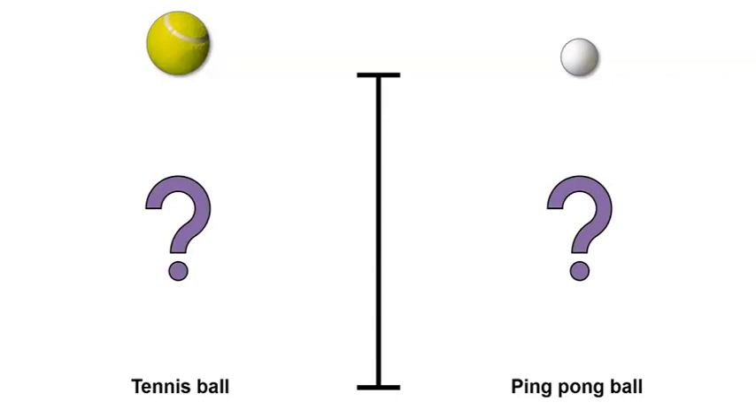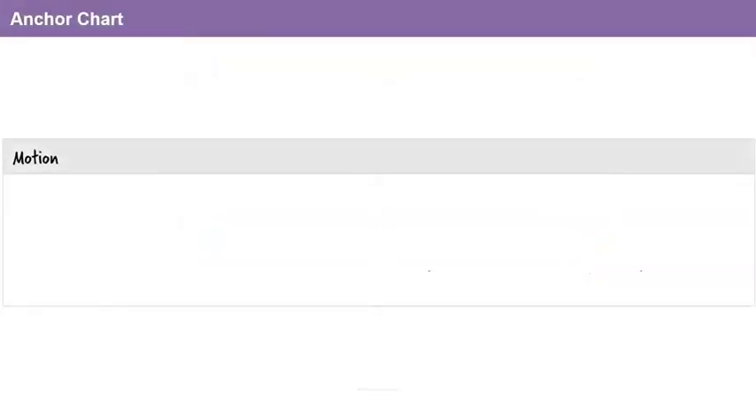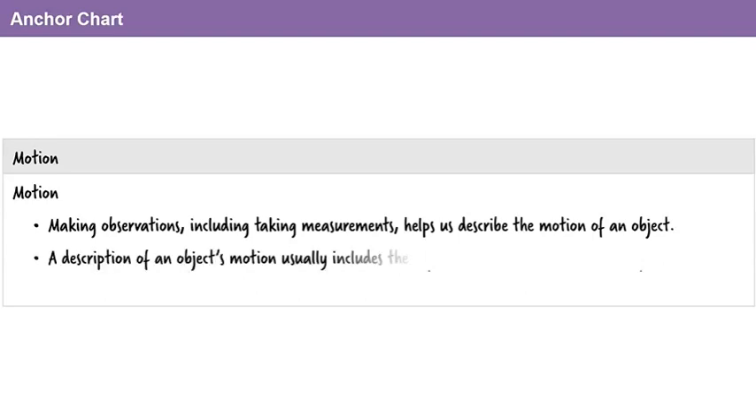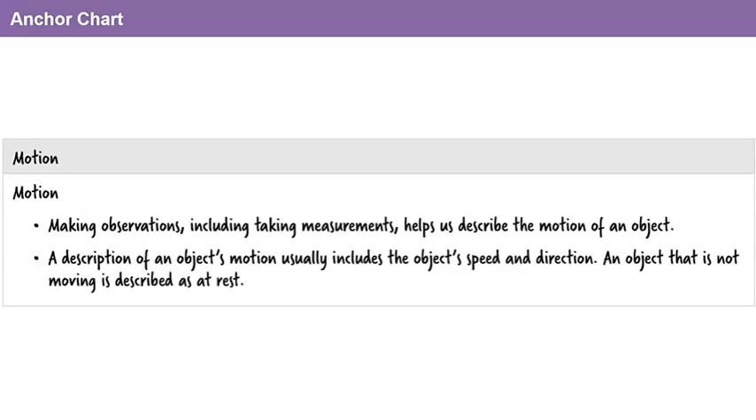What have we learned about motion so far that can help us answer this question? Let's start our class anchor chart to help us review what we know. What should we add about motion? Oh, we know that making observations, including taking measurements, helps us describe the motion of an object. We also know that a description of an object's motion usually includes the object's speed and direction. An object that is not moving is described as at rest. Your first task after this lesson is to update the anchor chart in your science journal.